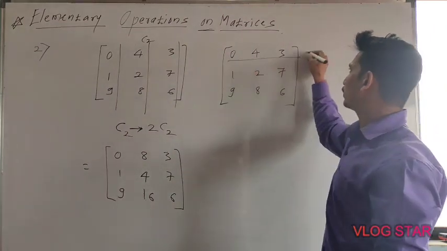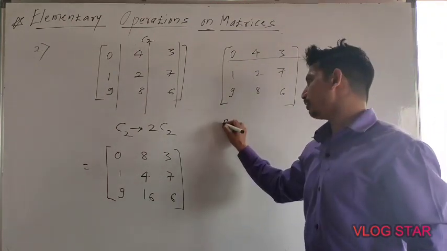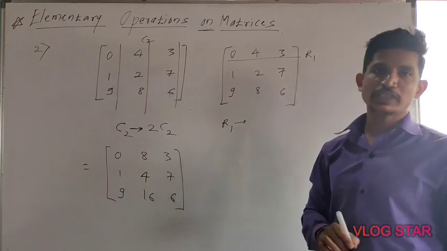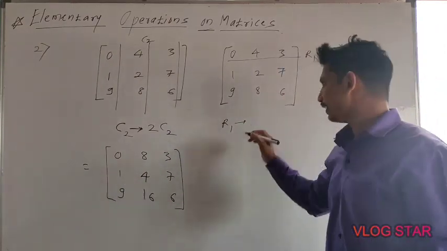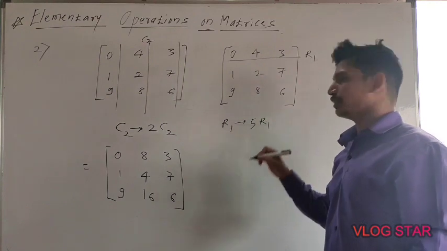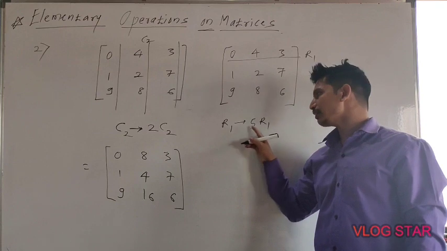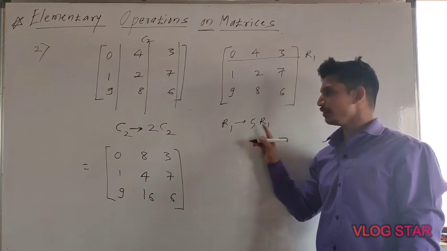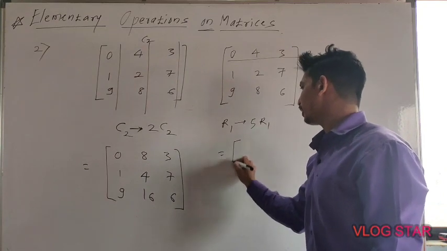Suppose there is row number 1, and I want to change it. I want to multiply row number 1 by 5. So I can write 5 into row number 1. Correct? So R1 I am changing as 5 into R1.